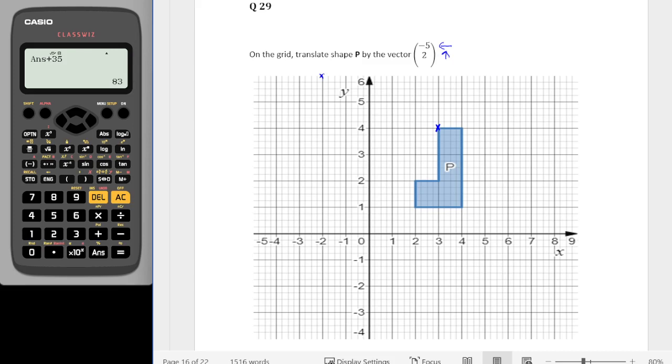I should have probably included a little bit more on that grid. So let's just double check that. 5 across, and then 2 up, so just hitting the top of the axes there. And then I just recreate that shape. So from there, I go 2 down, 1 across, 1 down, 2 across, 3 up. So that's going to be my translation.